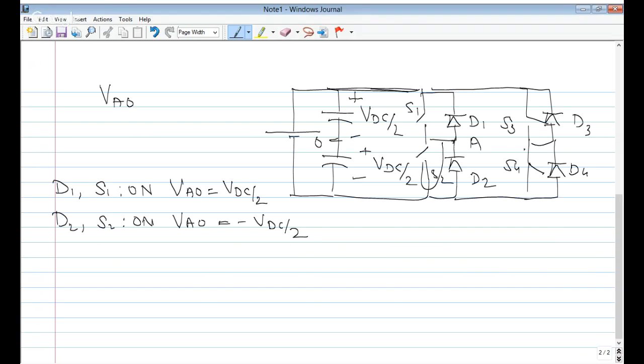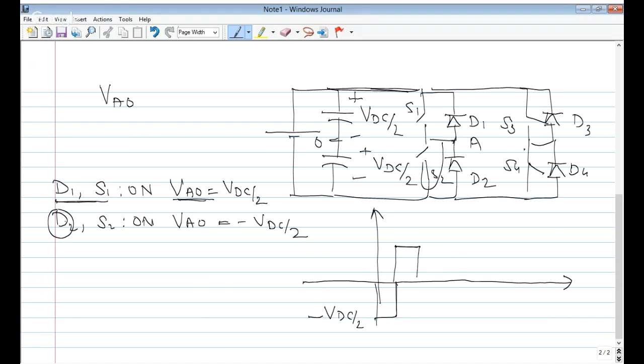Now previously I have told you how you can figure out which device is conducting in what interval. And once we know which device is conducting, we can figure out V_AO. Like I told you, from 0 to pi by 6, the diodes D2 and D3 were conducting. If D2 is conducting, it will be minus VDC by 2. Then from pi by 6 to pi by 3, S1 was conducting, so plus VDC by 2. Then again diode was conducting, minus VDC by 2. Then again switch, plus VDC by 2.